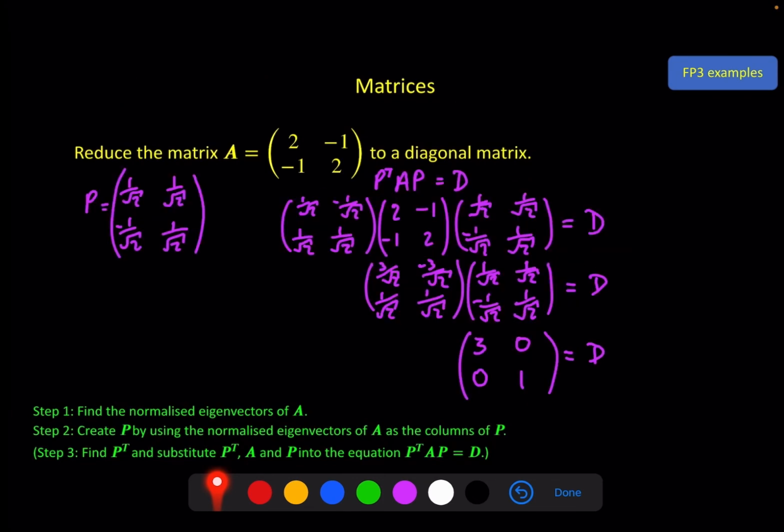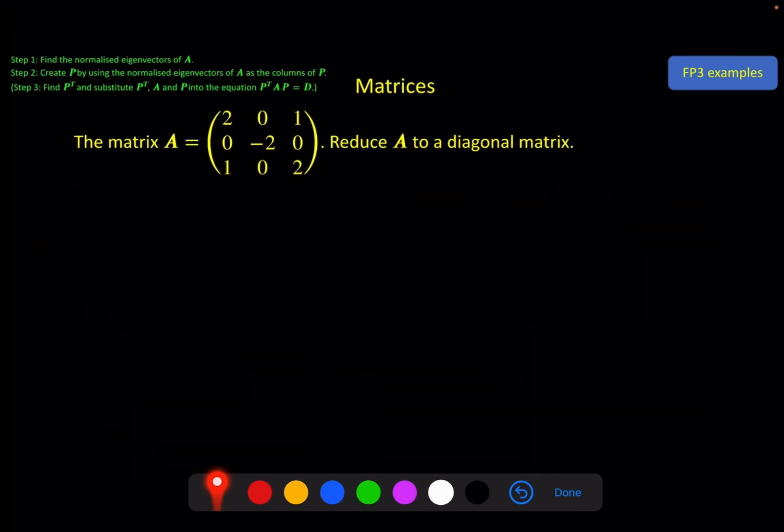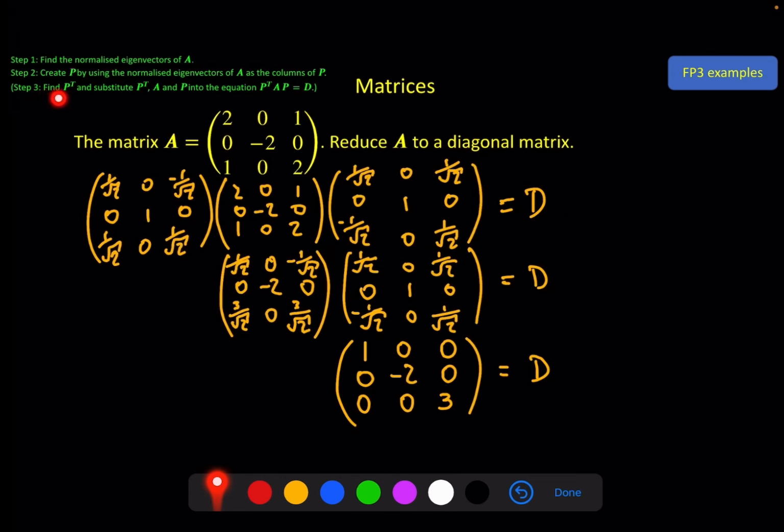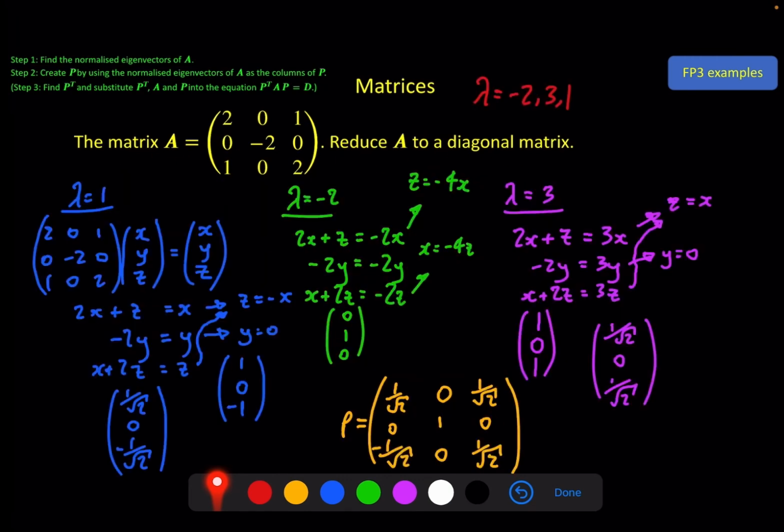So this is where we're going to have a slightly easier final step. Rather than doing this and putting it all into the equation, basically this whole screen here, you don't need to do this step, because once you've got P here from the normalized eigenvectors, you can then find D directly from your eigenvalues, and this is where the order becomes important.